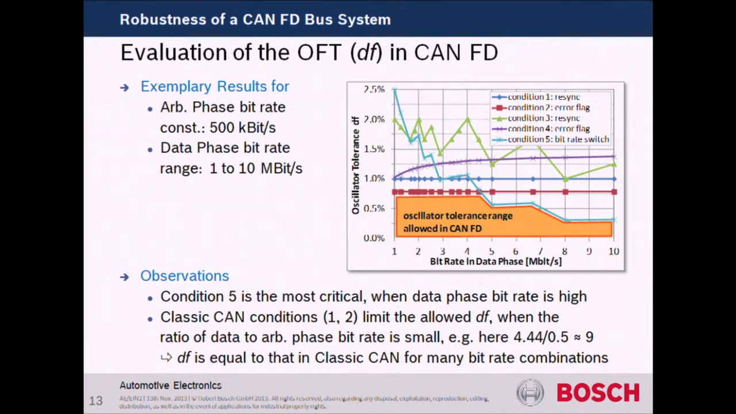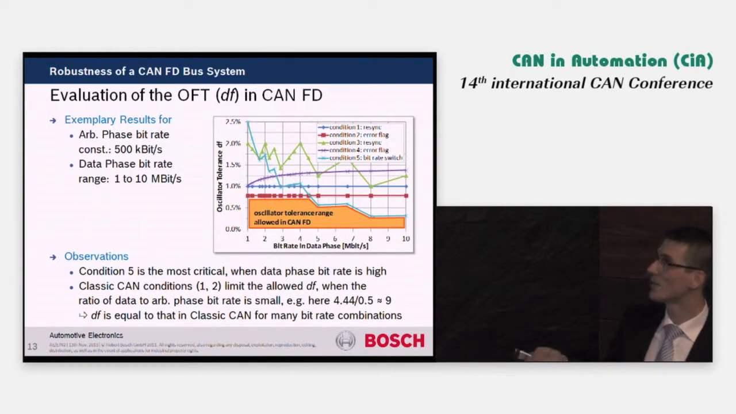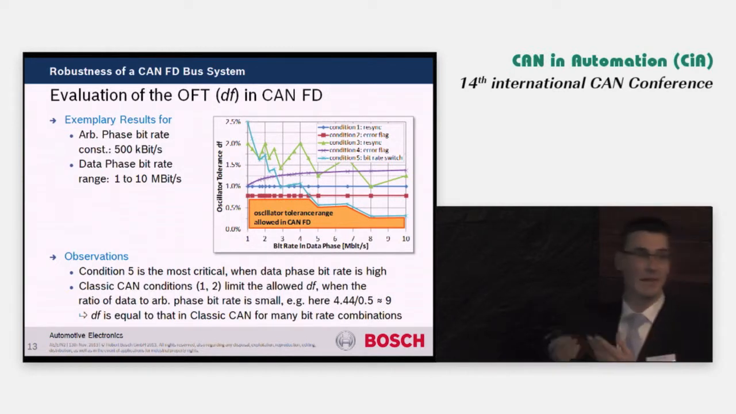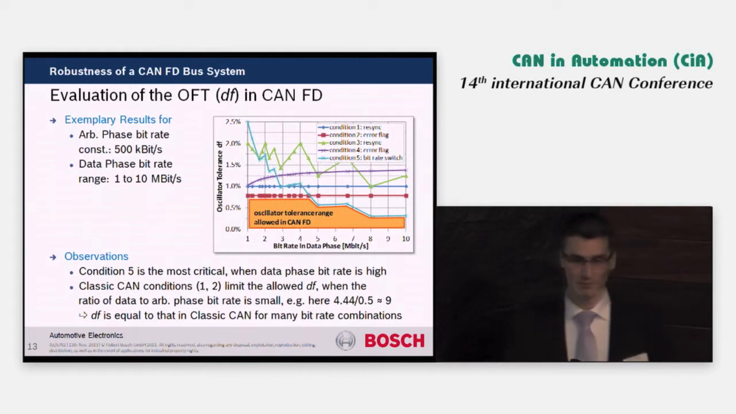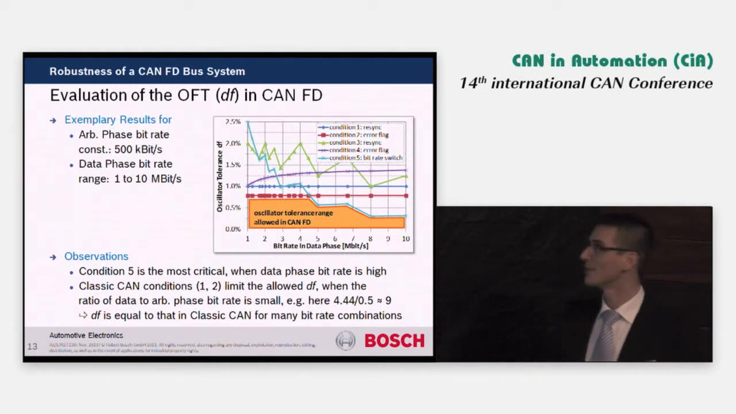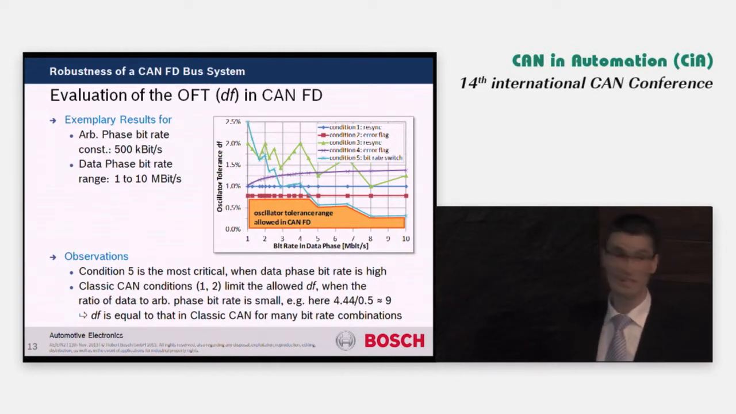What we can see is that conditions 1 and 2 are these 2 horizontal lines, and this is clear because we kept the arbitration phase bitrate constant for all calculations. And the other 3 lines go up and down because we changed the bit timing parameters. And a KNFT node or a KNFT bus system has to satisfy, so the oscillators that are used in a KNFT bus system have to satisfy all of these conditions. So the resulting oscillator tolerance range is above all of these curves, marked here with an orange area.